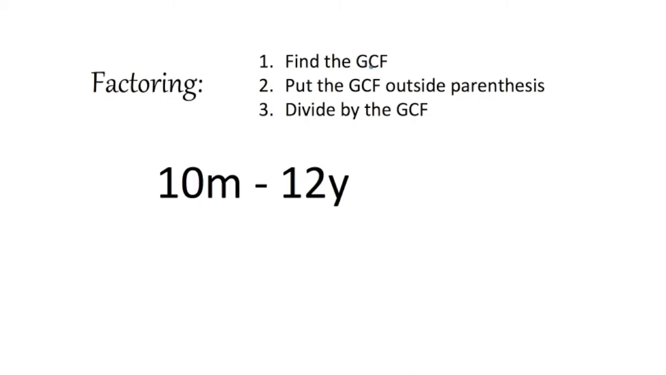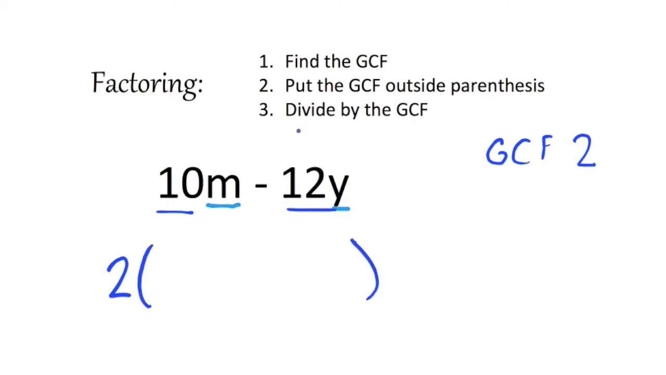All right, find the GCF. Well, we have an m and a y. There's nothing common there, so we don't have any greatest common factor of m and y. But what about with our numbers? We have 10 and 12. Do you know the greatest common factor of 10 and 12? Well, if you said 2, you would be correct. So our GCF is going to equal 2. Okay, so we're going to put that 2 outside of a pair of parentheses. Okay, we've done step 1 and step 2.